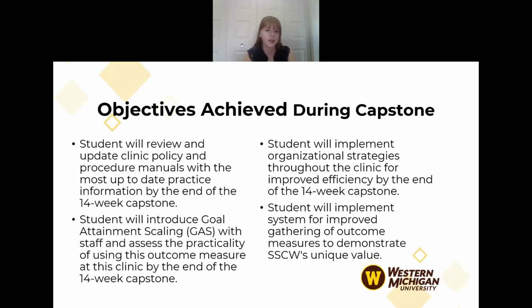Having me review and update clinic policy and procedure manuals with the most up-to-date practice information, introducing goal attainment scaling, or GAS, with the staff and assess the practicality of using this outcome measure at the specific site, implementing organizational strategies throughout the clinic for improved efficiency, and implementing systems for improved gathering of outcome measurements to demonstrate Sensory Systems Clinic West's unique value.